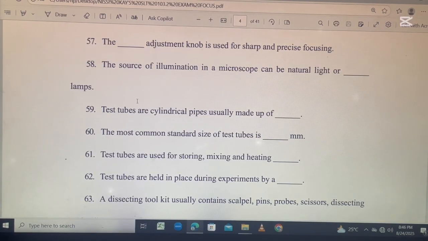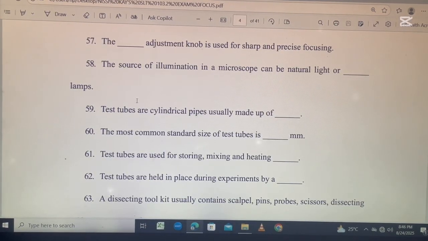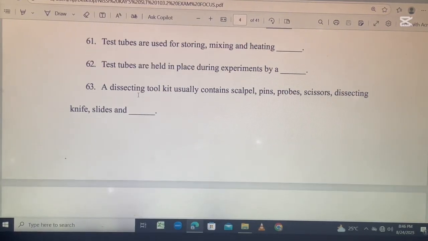Test tubes are cylindrical pipes usually made of glass. Now, the most common standard size of test tubes is 18 by 150 mm. Now, test tubes are used for storing, mixing, and heating reagents. The answer is reagents. Test tubes are held in place during experiments by a test tube rack.